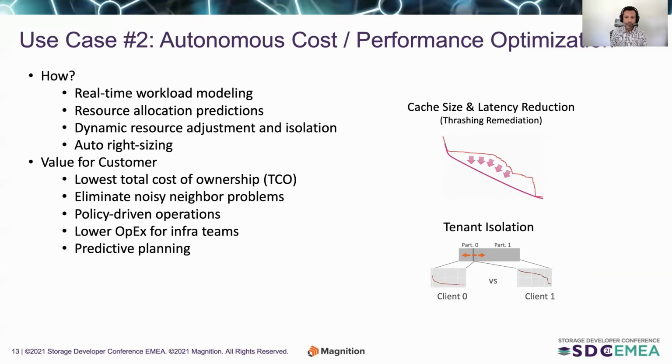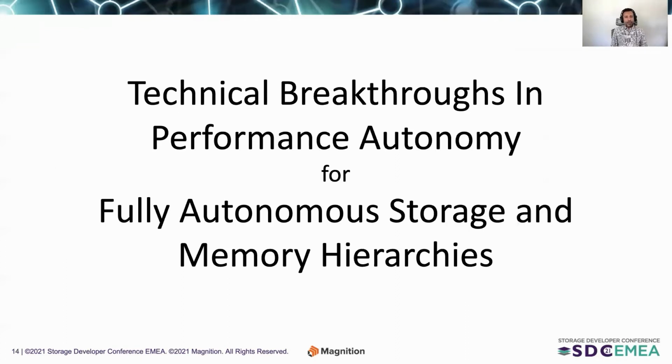So policy-driven operations and predictive planning, and being able to have the fully autonomous system plan itself on its own much further ahead than we're able to do today, so that the appropriate resources can be allocated well in advance with enough heads up to be able to actually receive and implement those additional resources. In part two, having seen the use cases and the opportunity and the value propositions and the vision around fully autonomous storage, we can now look at some of these technical breakthroughs that are enabling in the specific area of performance autonomy, which is an area that I'm focusing on in the interest of time.